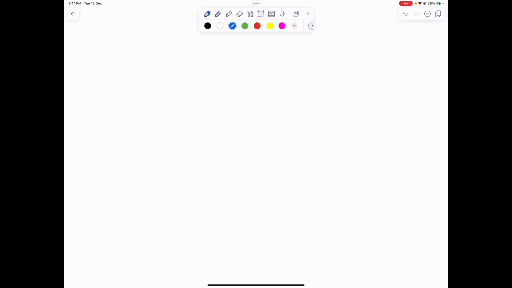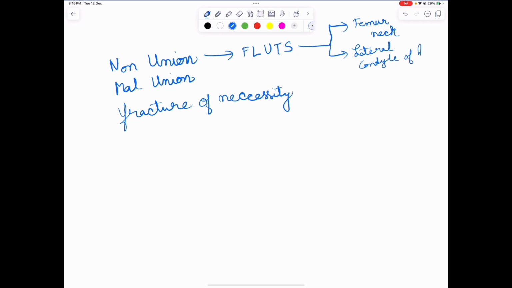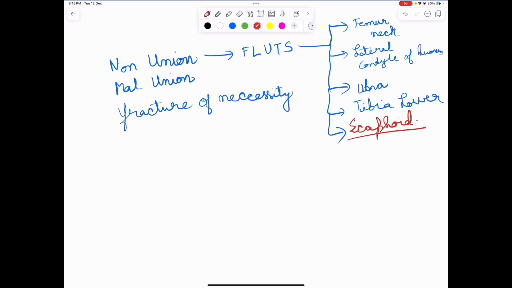Now we come to the basics of orthopedics. There are some trademark questions that are asked, and we should remember that information beforehand. There are some fractures that are prone to non-union, malunion, and some are fractures of necessity. Now what happens in non-union? You should remember in non-union we have flips: femur neck, lateral condyle of humerus, ulna, tibia lower part, and scaphoid, because often we will forget the small bones there. Now we come to malunion.